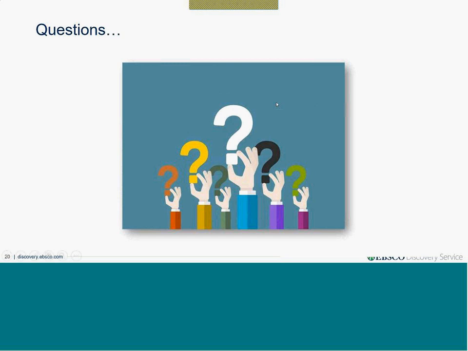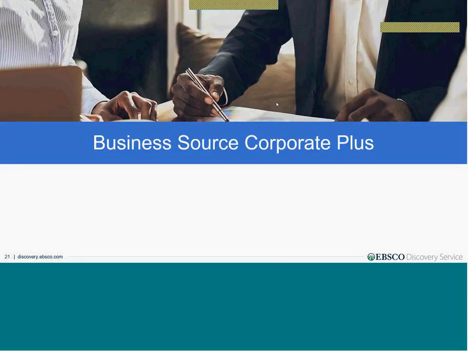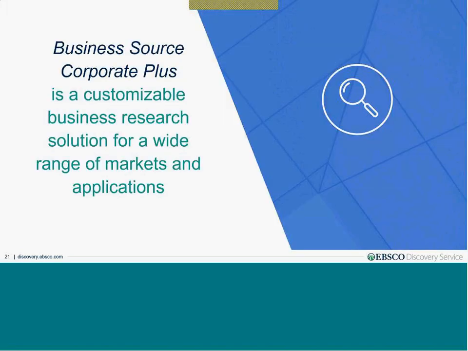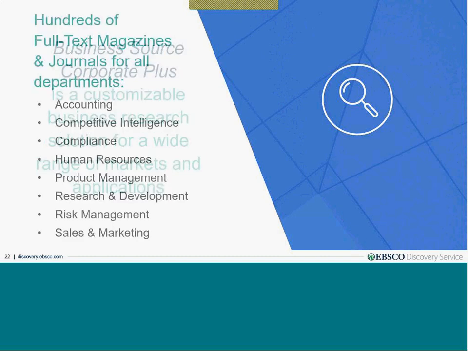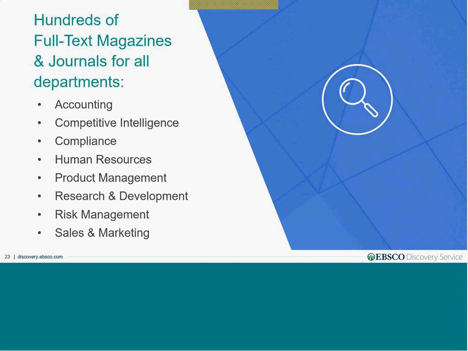Okay, we'll just move along now to the databases. So this time we're going to have a look at the specific databases. We're going to start with Business Source Corporate Plus. This is, as the name suggests, a business database. It is full text. It is available for a wide range of markets and different applications, so it's really comprehensive. It has full text magazines and journals across all different types of departments, from risk management through to sales and marketing.